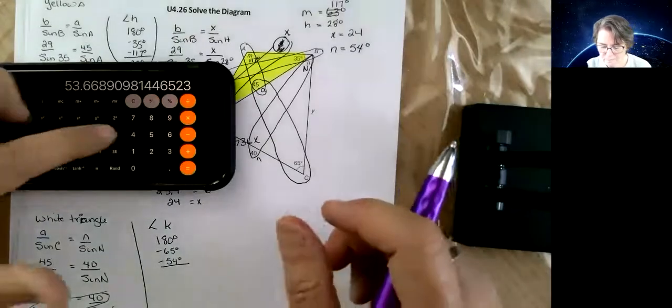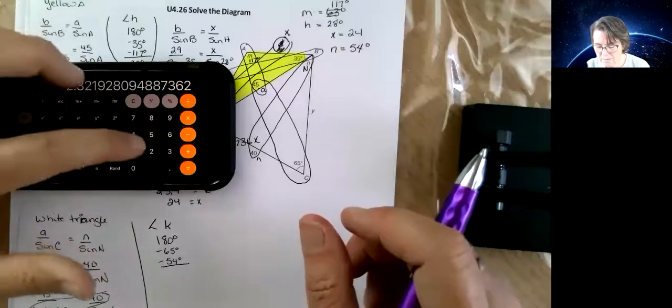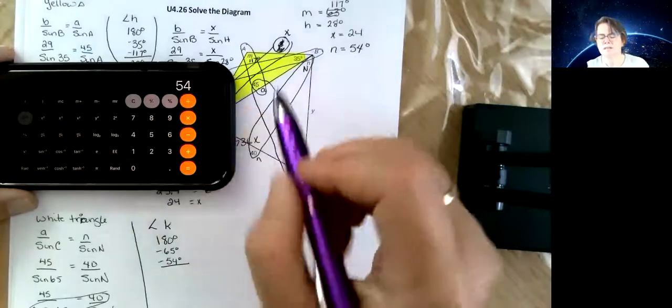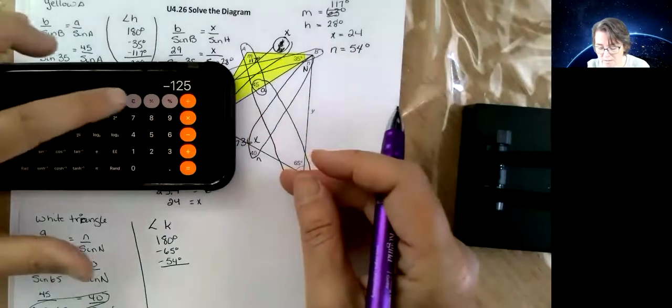Minus 65, minus 54. Well, I don't know what I just did, but that wasn't it. I kind of like some of those calculators where they have a display that shows you what you punch when you make a mistake. Because of my phone, I'm just guessing I'm screwing up. 180 minus 65 minus 54. There we go. 61 degrees.